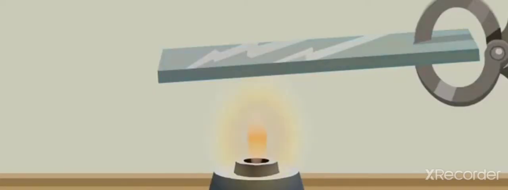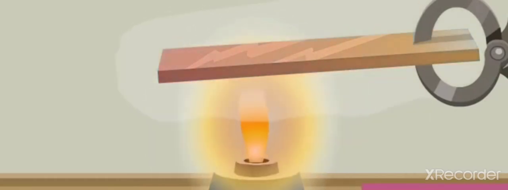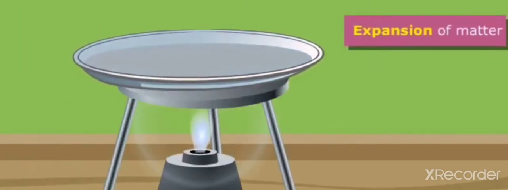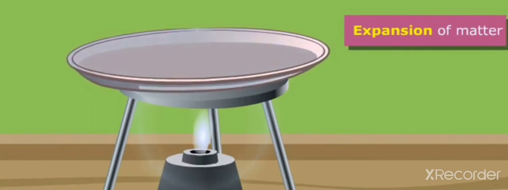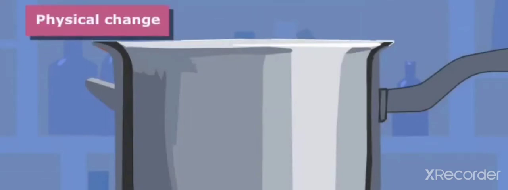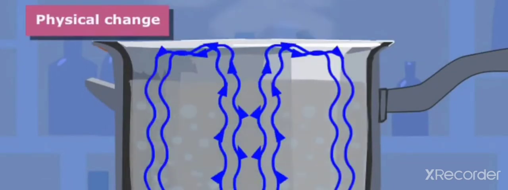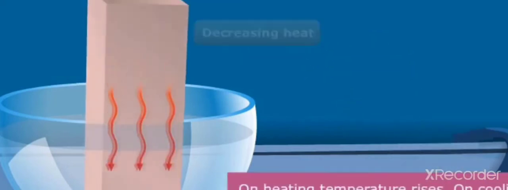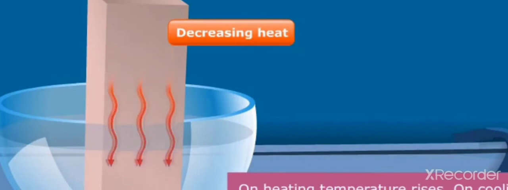When an object is heated, it undergoes many changes. The object becomes hotter. The object may expand or contract in size. A substance may change its state when heated, for example, water changes into water vapor on heating. We observe a change in temperature on heating. On heating, temperature rises, and on cooling, the temperature falls.